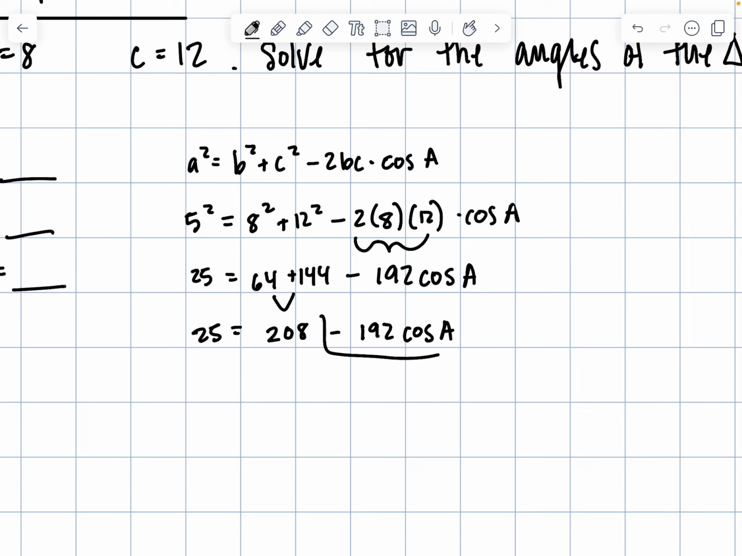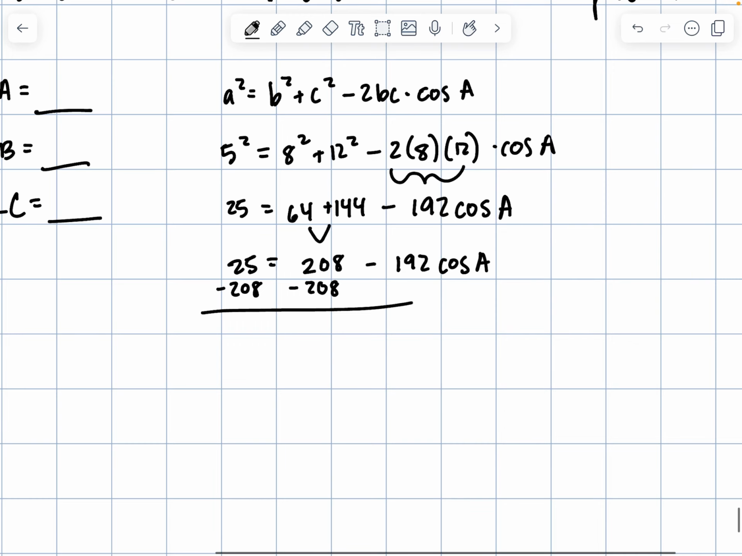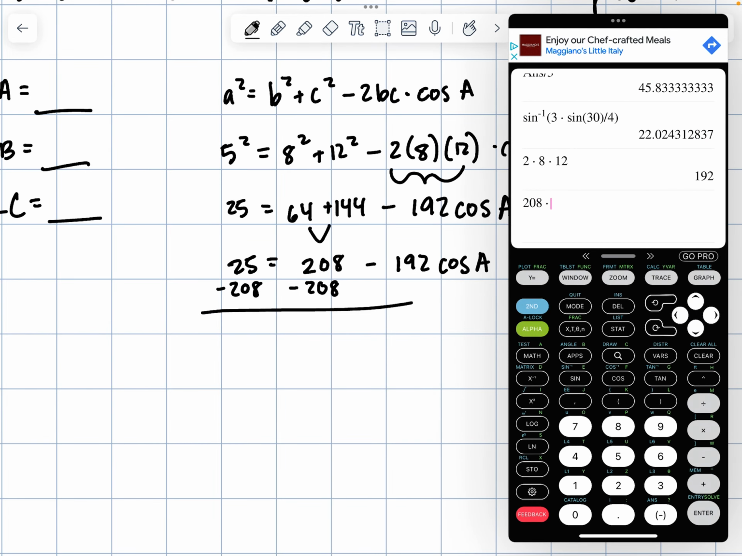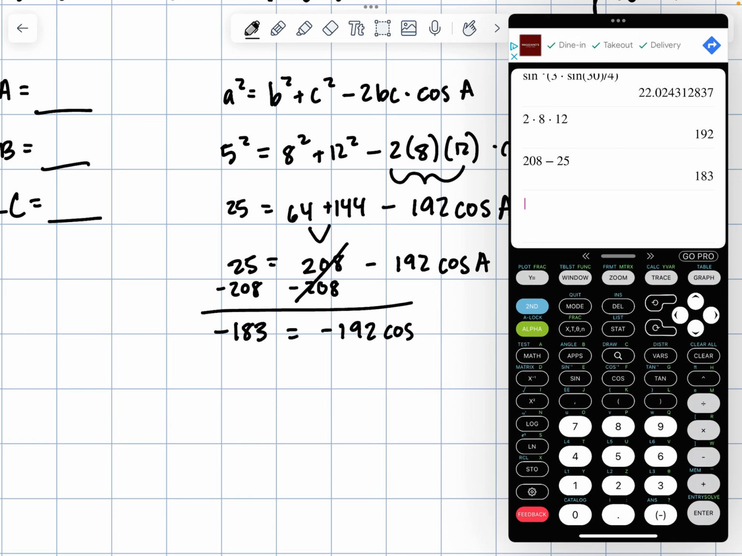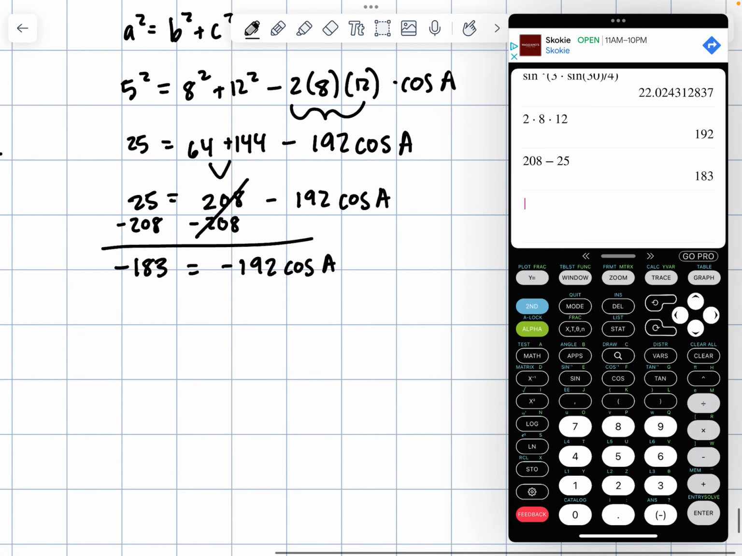The reason why I say that this is all one piece is because some people are going to be tempted to subtract these two. But you cannot do that because this is one term. So we actually need to subtract 208 first. Minus 208, minus 208. And we end up getting 25 minus 208, negative 183 is equal to, these cancel out, negative 192 cosine A. Now we need to get the cosine by itself. We divide by negative 192. So negative divided by negative is a positive, so in my calculator I'm just going to divide this number by 192.